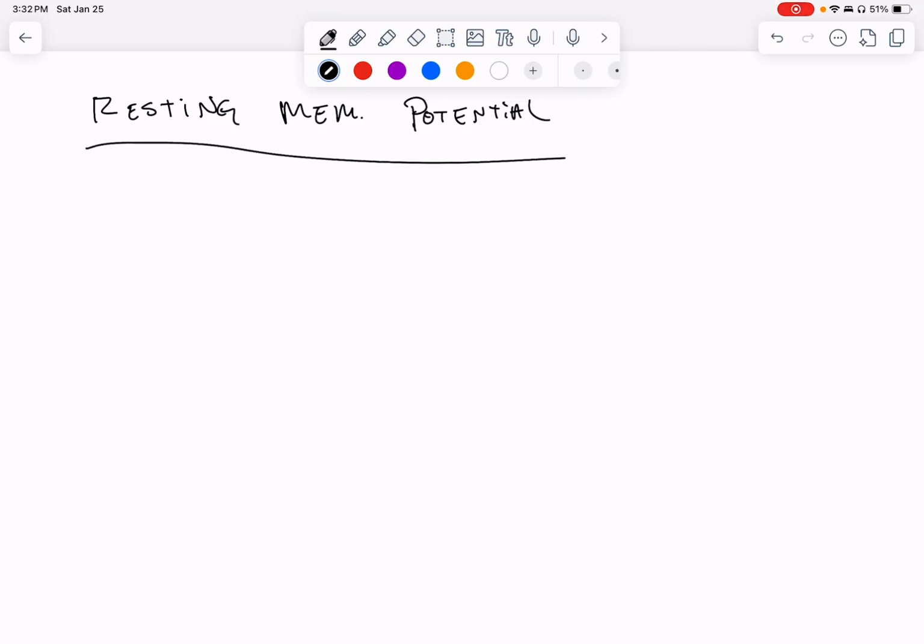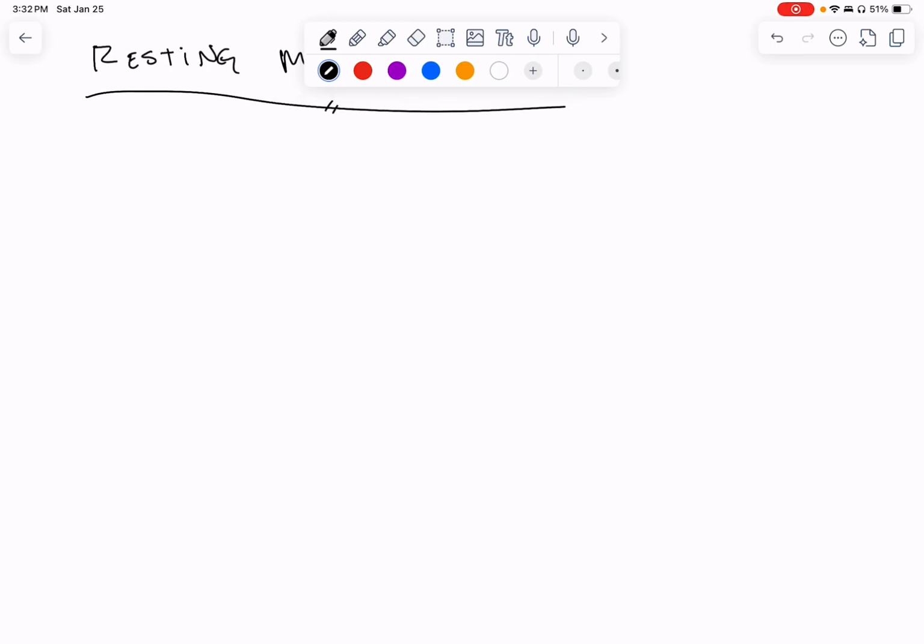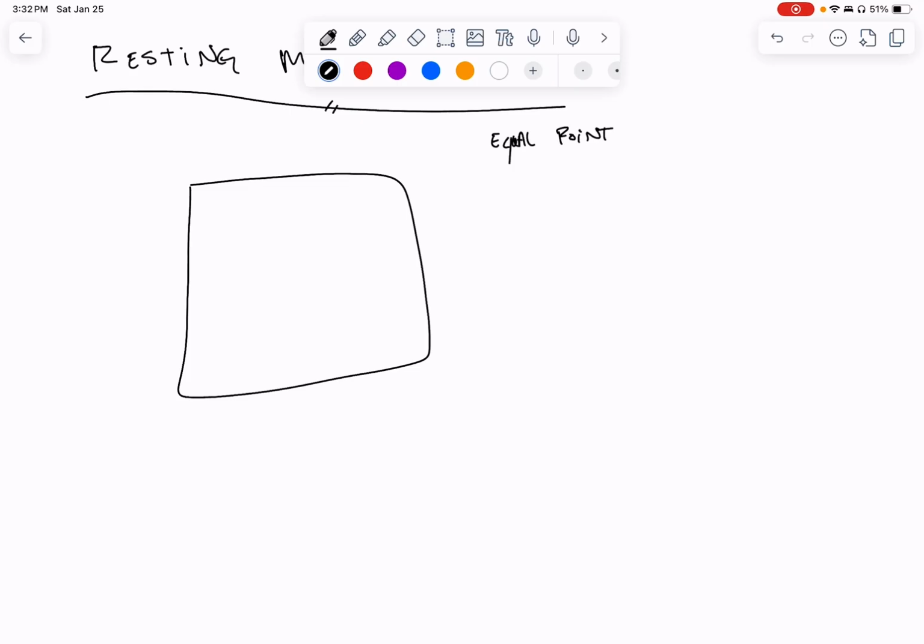I'm going to abbreviate a few things just to save time. But to begin, resting membrane potential is when you have a cell, call this our cell, and the cell reaches a point of equilibrium. I guess not. It's more or less an equilibrium, but it's an equal point between ions flowing into the cell and ions flowing out of the cell. And primarily, what we're going to be focusing on today is potassium and sodium.